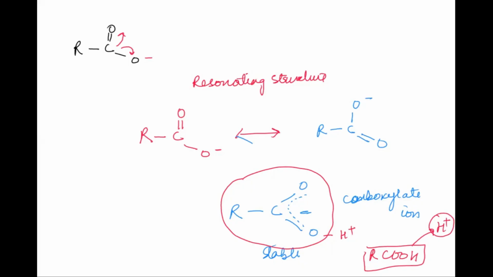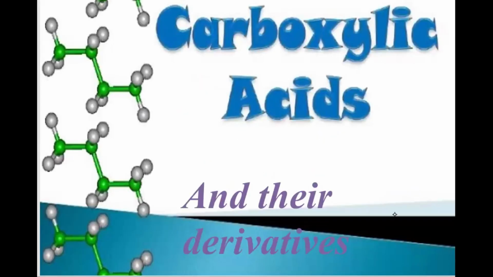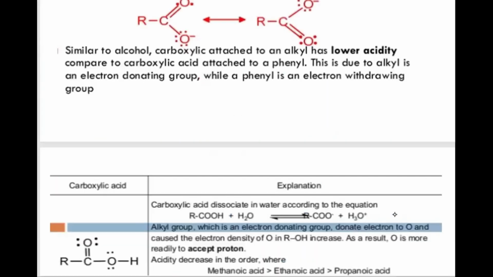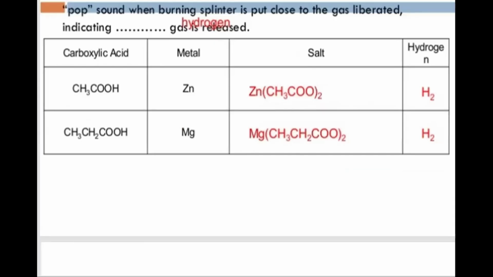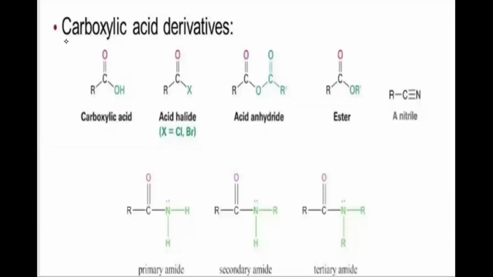Fine. Now, moving ahead, we are moving on to the carboxylic acid derivatives. In the last class, we studied the carboxylic acid and its physical properties. Now we are talking about the carboxylic acid derivatives. Among the derivatives, we have the acid halides. The acid halides are also known as acyl chlorides.